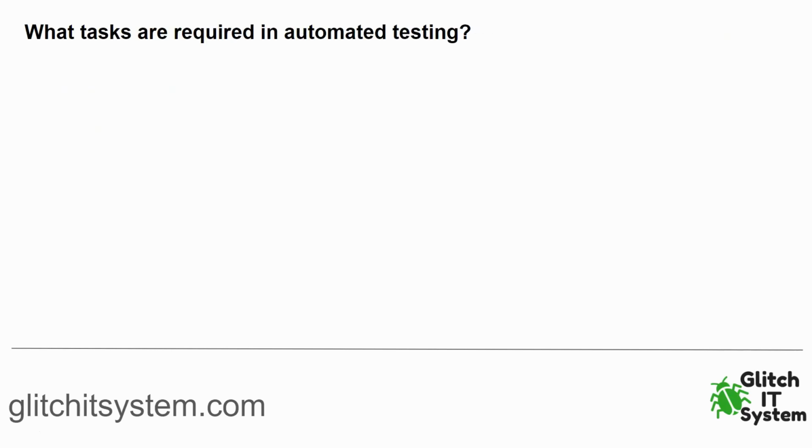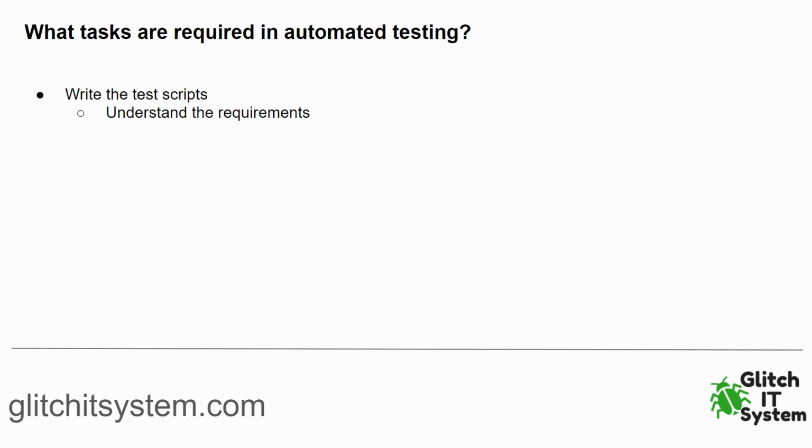So what tasks are required in automated testing? When I say task, I mean what are the daily things that somebody who's writing automated tests needs to be able to do. So the first thing is write test scripts. When I say write test scripts, that means either you're using code and you're writing an actual script that executes a test, or you're using some sort of tool that allows you to write test scripts without the use of code.